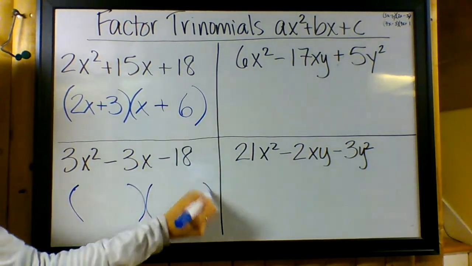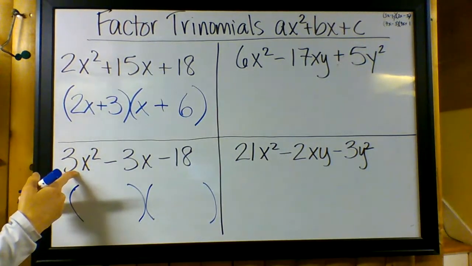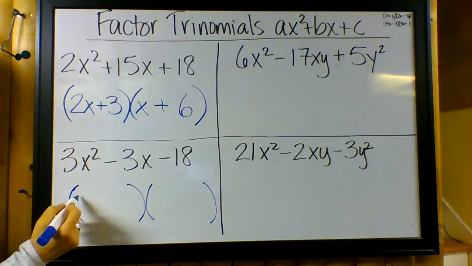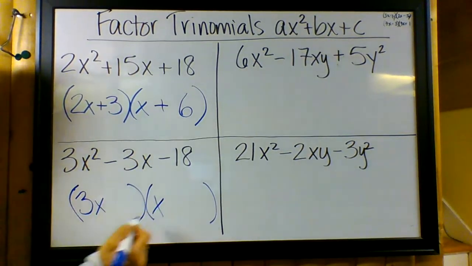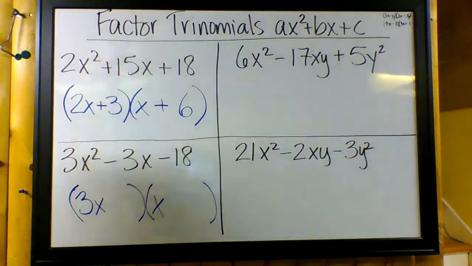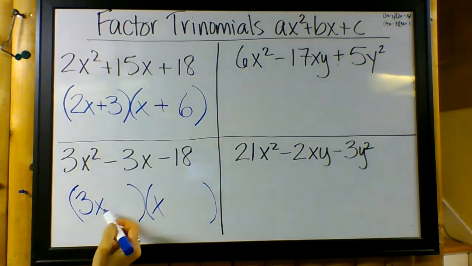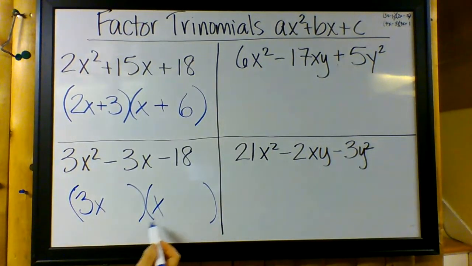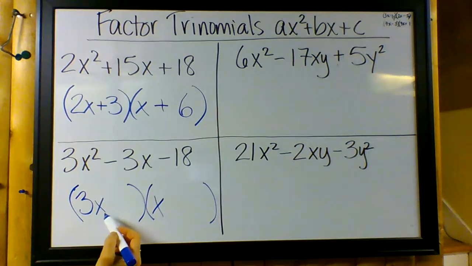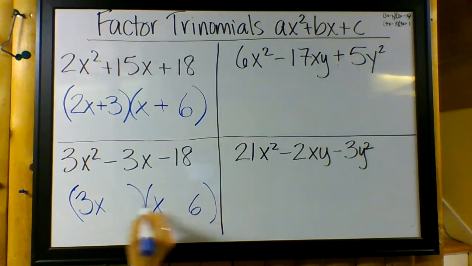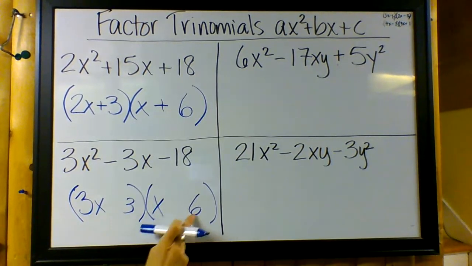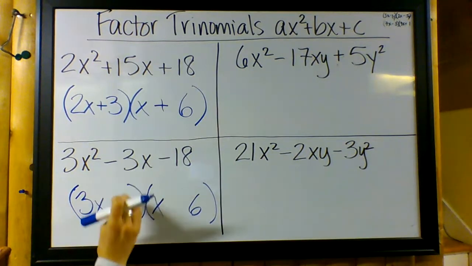Let's take a look at this one. I'm looking down here, and I notice that 3x squared has a prime coefficient, so I can go ahead and just put in 3x and x. Now I'm looking at factors of negative 18. One of them needs to be positive, one of them needs to be negative. Let's see, if I did 3 and 6, if I put a 6 here and a 3 here, well, I've got 18 and 3, and if I go subtracting those, that doesn't get me close to this 3 in the middle.